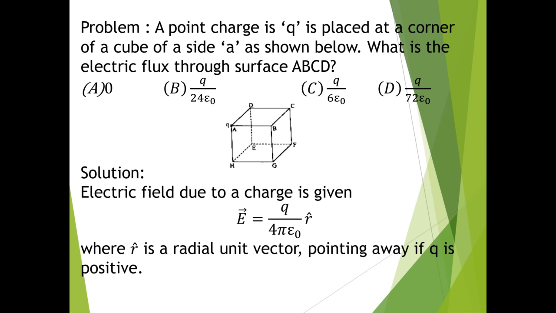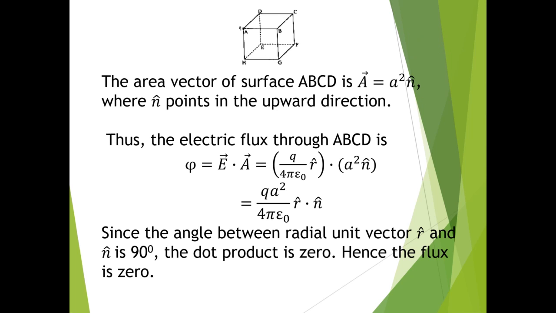Now the next part is we want to write the area vector. So A bar is the area vector, and the way we write this area vector is A square times n cap, where A square is the area and n cap is the unit vector which is pointing upwards in this direction. So now we want to find out the flux through this surface ABCD. So what we do is we take the dot product of electric field vector and the area vector. So this is the electric field vector, Q over 4 pi epsilon naught r cap, and we take dot product of this with A square n cap.